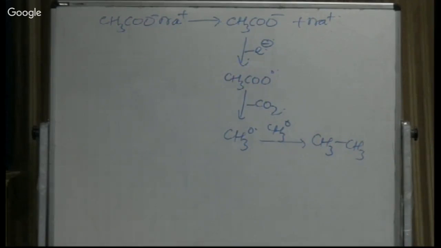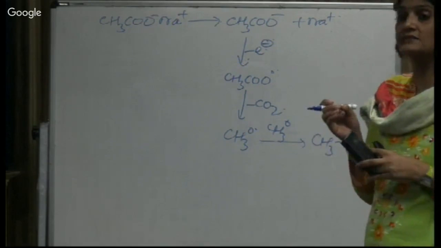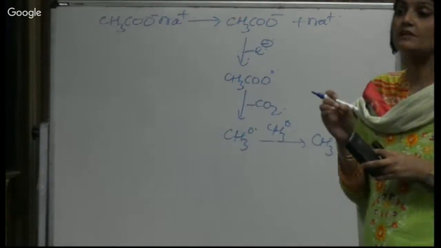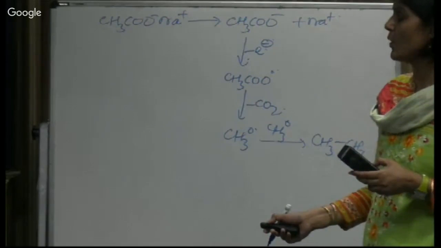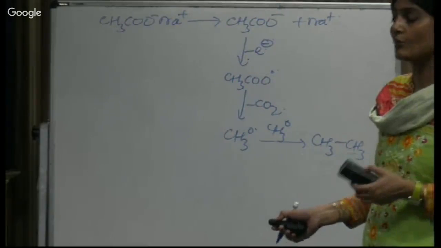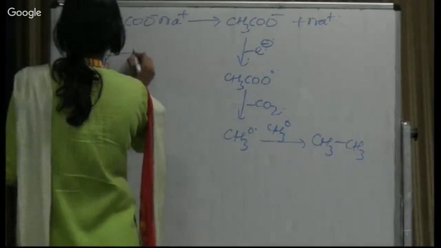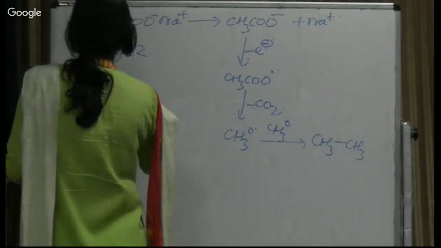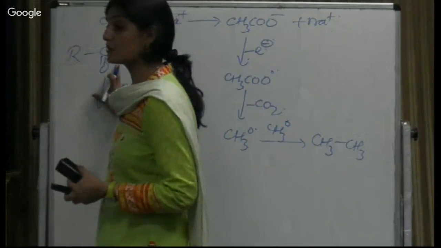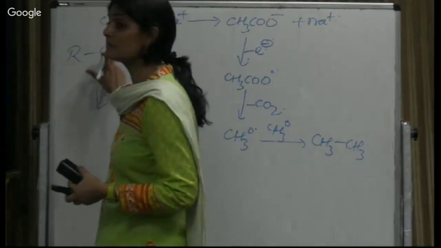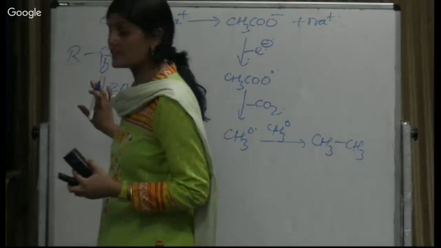The next method of preparation of alkanes is from the carbonyl compounds, that is the aldehydes or the ketones, which can be reduced by using either Clemmensen reduction or Wolff-Kishner reduction. What is Clemmensen reduction? If you have a carbonyl compound, you reduce it with amalgamated zinc and HCl, and it will be reduced to the corresponding alkane. You have to replace this C double bond O by CH2 and you get your product. Follow what I'm saying?